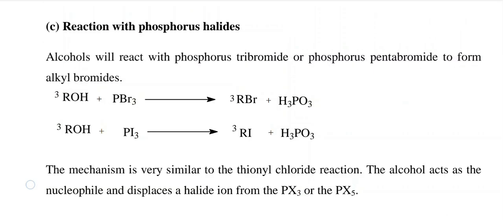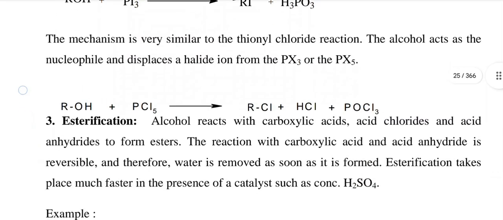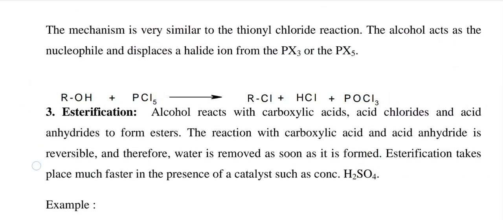Reaction with phosphorus halide. Alcohols will react with phosphorus tribromide and phosphorus pentabromide to form alkyl bromides. The mechanism is very similar to the thionyl chloride reaction. The alcohol acts as the nucleophile and displaces a halide ion from the PX3 and PX5.